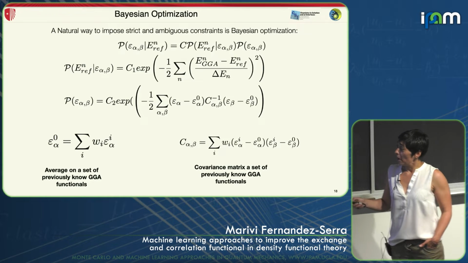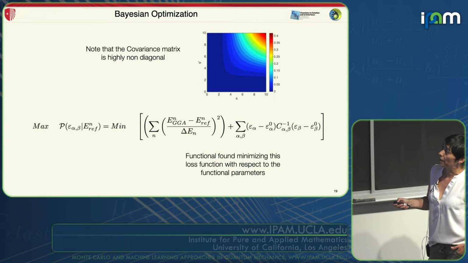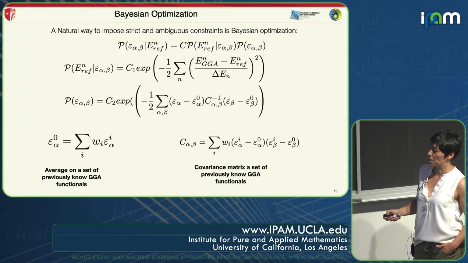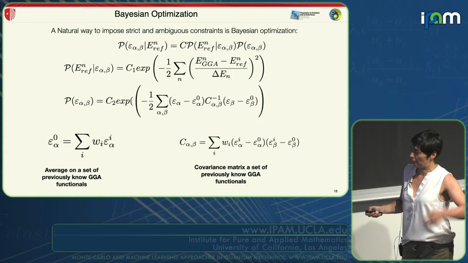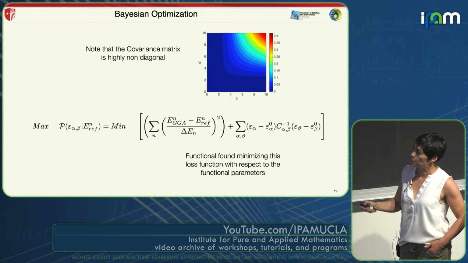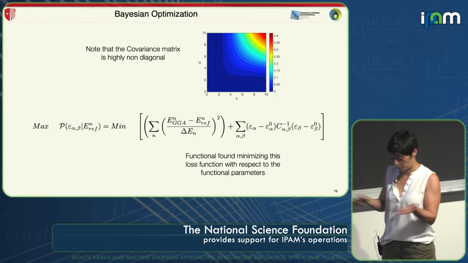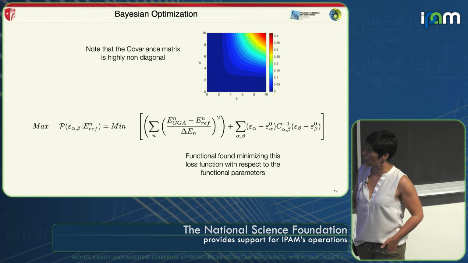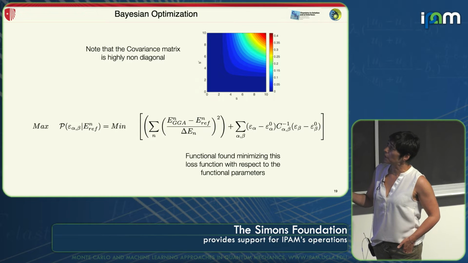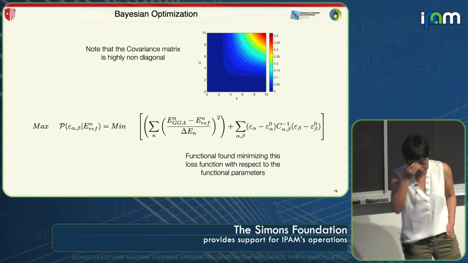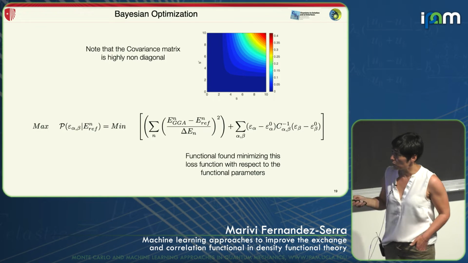If you look at the covariance matrix, written here, it is basically the covariance matrix of a large set of previously known GGA functionals, expressed again in our parameter space. Remember, the parameter space is now much reduced to the reduced density gradient S. And what you see is that it is very highly non-diagonal, meaning that all those functionals are correlated in a very, very non-trivial way.